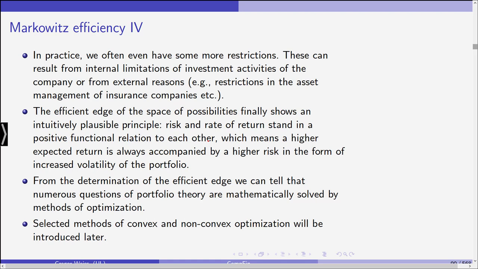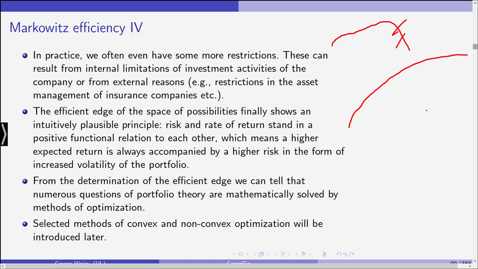So the efficient edge, the efficient frontier of the space of possibilities, shows an intuitively plausible principle. Risk and return stand in a positive functional relation to each other. If you move up higher on this edge, you get higher return, but you have to accept higher risk. And so on and so on. That's why it will never go down, because this wouldn't make sense. So you will start here and go up like this. It might be that at some point you're only taking up more risk for a small incremental increase in return, but risk and return are related positively to each other.